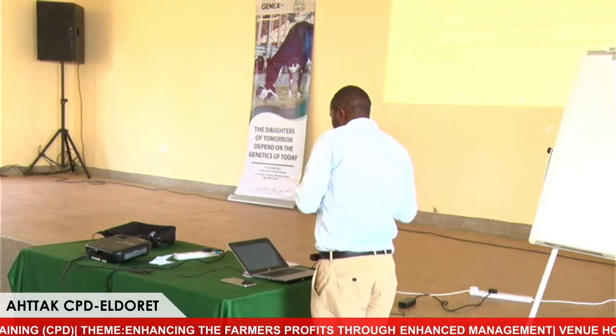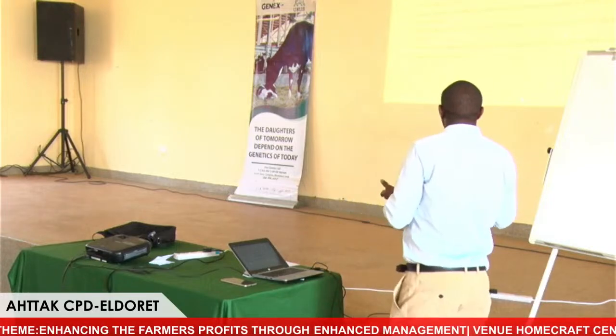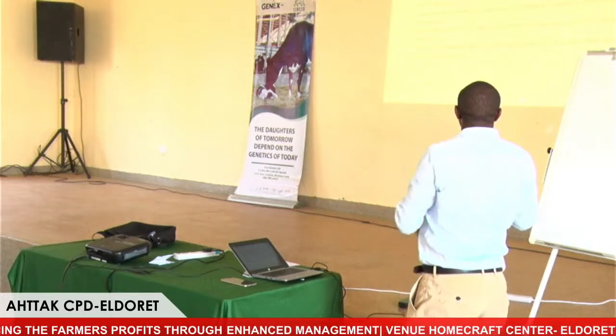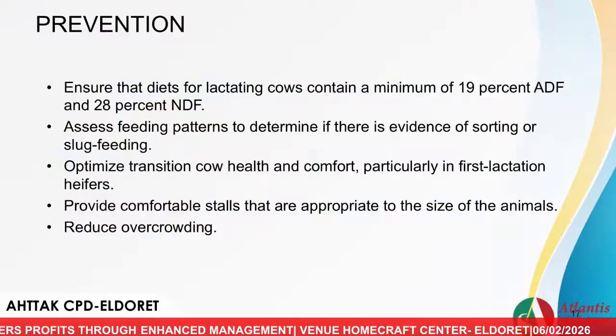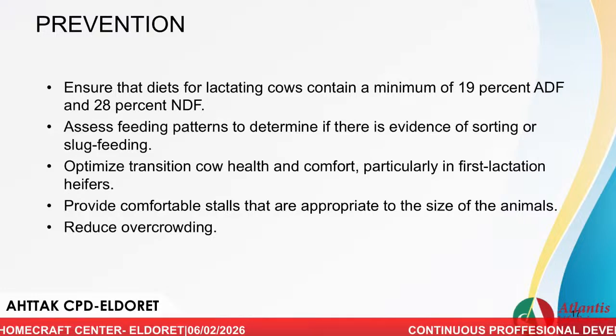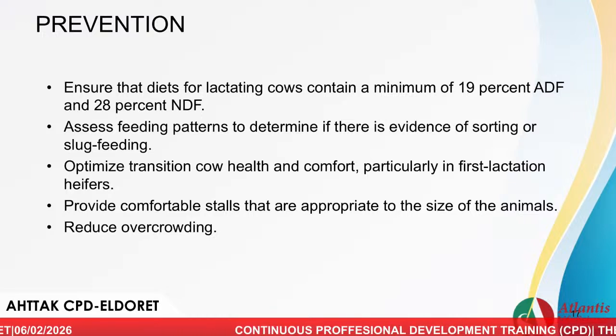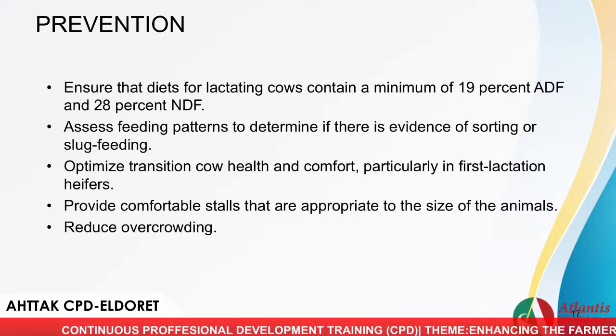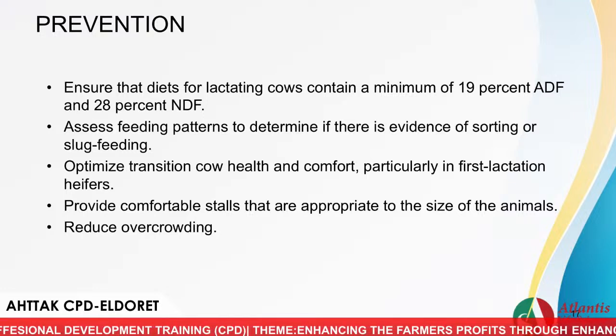So that is what we are saying. You also assess the feeding patterns to determine if there is evidence of sorting or slug feeding. Optimize transition cow health. This is where we are talking about the issue of laminitis coming when the cow is almost calving. So we are saying you optimize transition cow health and comfort, particularly the first lactating heifers, because these are the animals that normally have these issues.